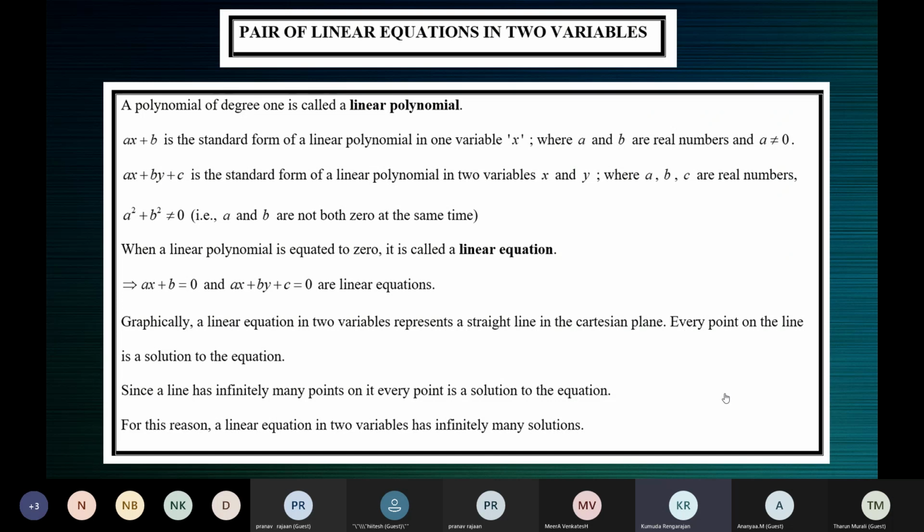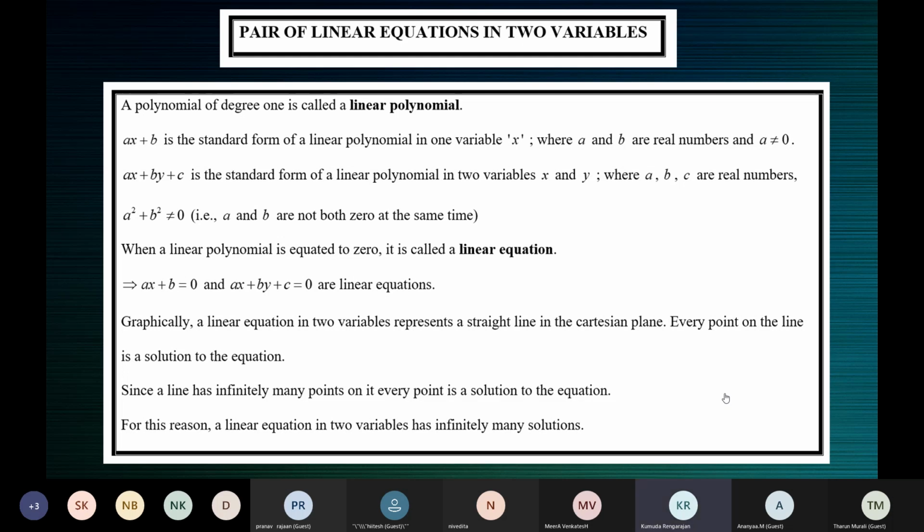If you read it fast, a polynomial of degree 1 is called a linear polynomial. Ax plus b is a standard form. See, if you go like that, nothing. Even I don't understand anything when I read it so fast. Everything you utter, you should understand in your mind. What your mouth says, you must try to follow that. So read it slowly. Literally like this.